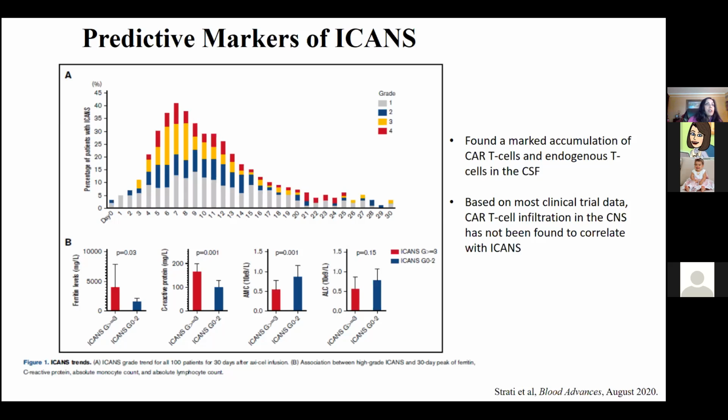If you look in panel B, some of the clinical correlatives were, as I mentioned before, measures of inflammation. So ferritin levels and C-reactive protein levels correlated with grade 3 or grade 4 ICANS. If you look at absolute monocyte count or absolute lymphocyte count, it seemed like patients that had higher absolute monocyte or lymphocyte counts actually tended to develop lower grade ICANS. Why that is, is not entirely clear.